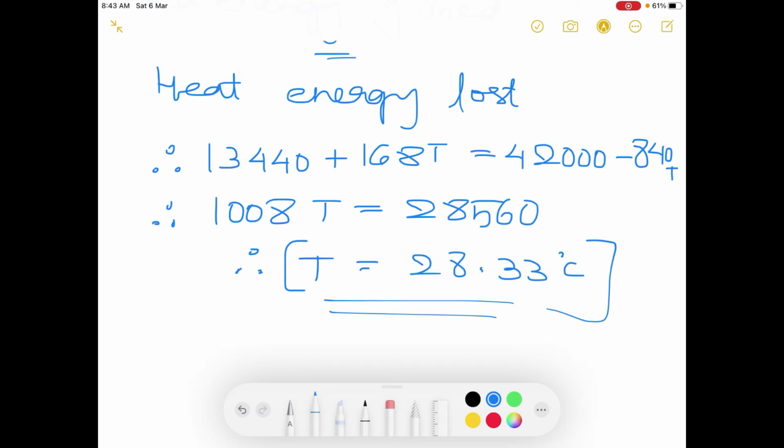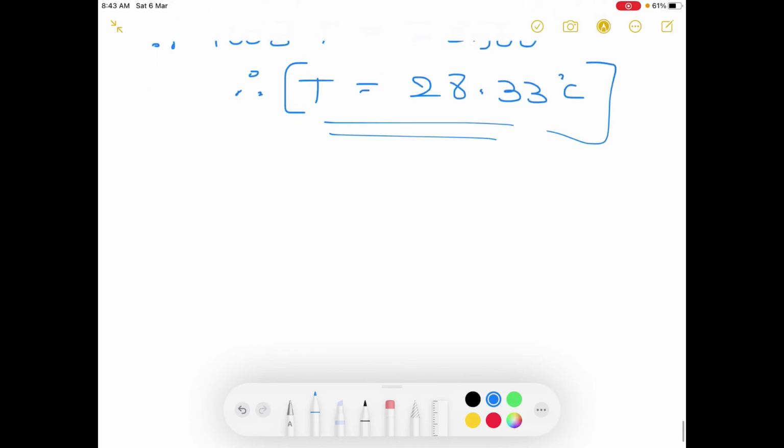Moving ahead with the 8th numerical, numerical number 8. 250 gram of water at 30 degree Celsius is contained in a copper vessel of mass 50 gram. Okay, let us write the given data first.